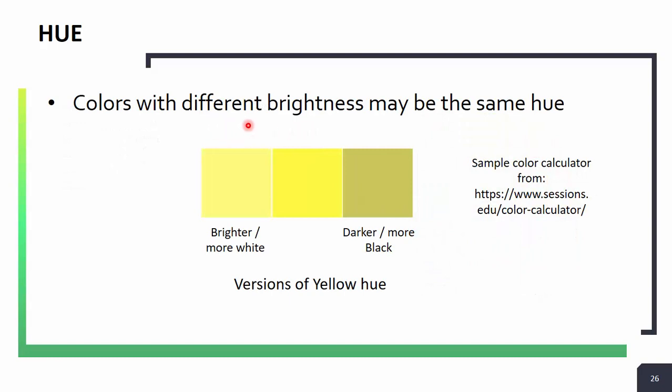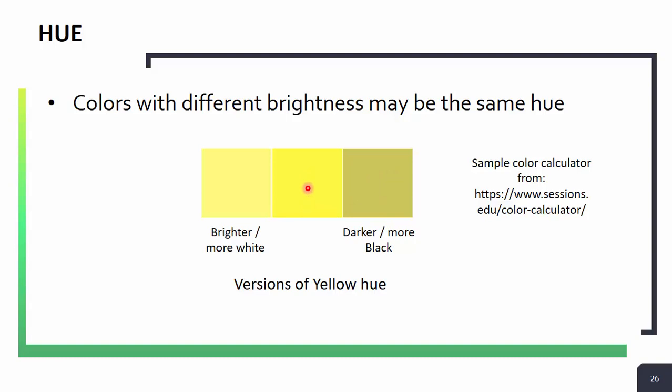Colors with different brightness may have the same hue. For example, you may say that this is something like yellow, but not too yellow, as there is too much white in it. And this one looks like yellow also, but very brownish, or has a lot of black component in it. This one obviously looks like yellow.